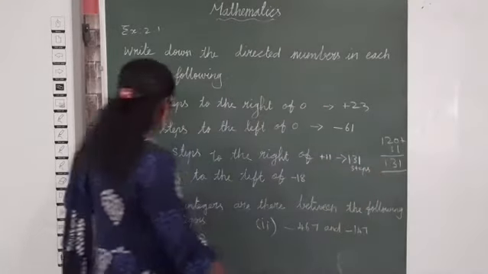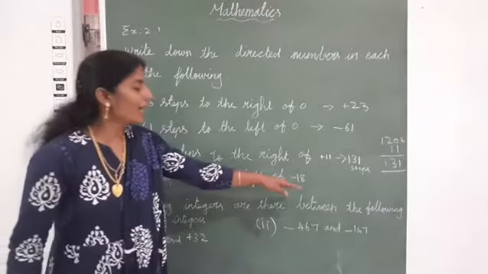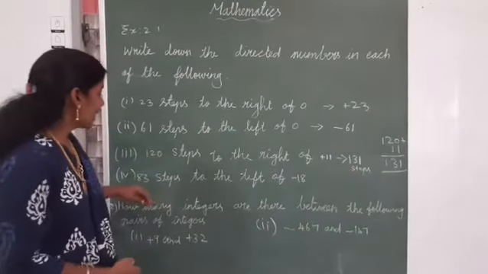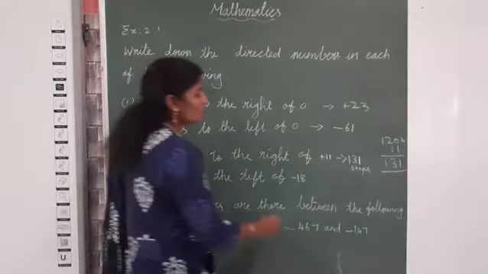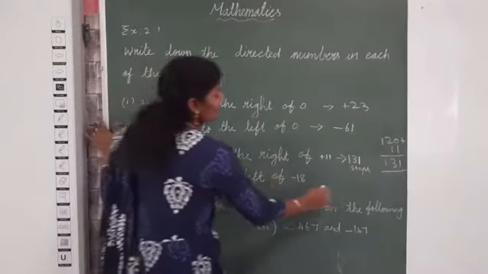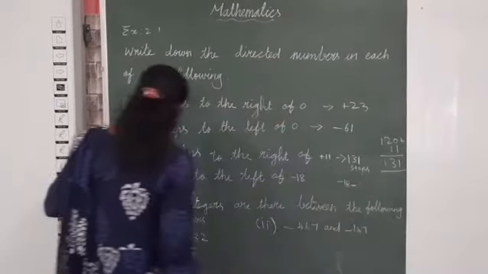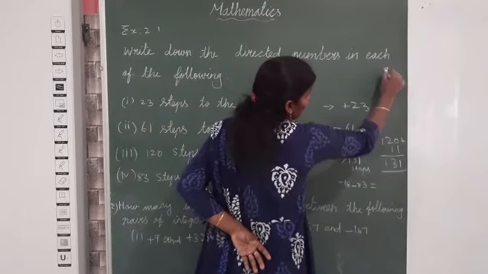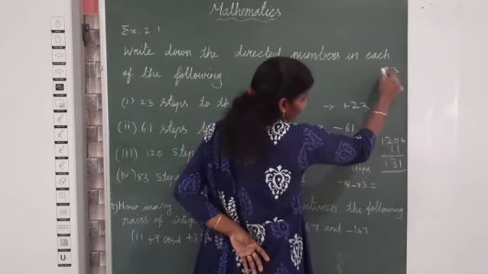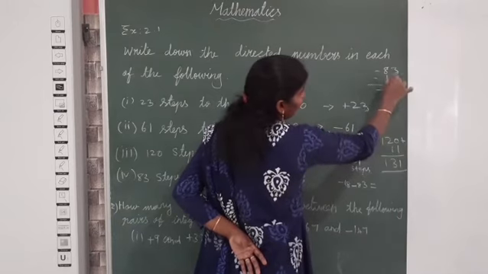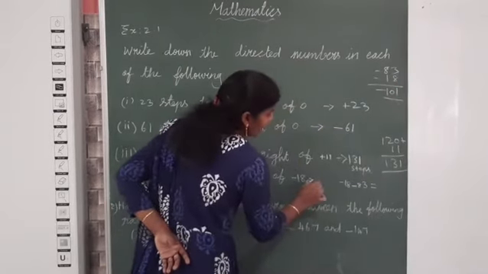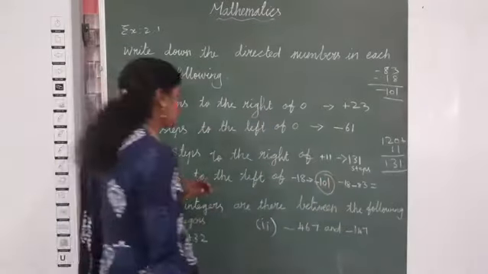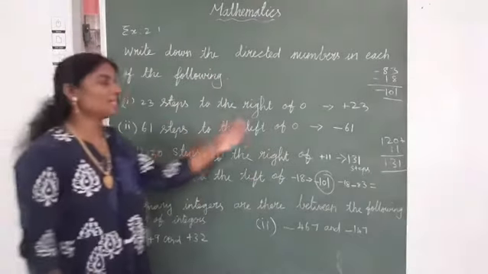Okay. Now, 83 steps to the left of minus 18. Left side means minus, isn't it? Left of minus 18, 83 steps left. So we subtract: minus 18 minus 83. 83 plus 18 with a minus sign, so minus 101 steps. Because left means we subtract, right means we add.